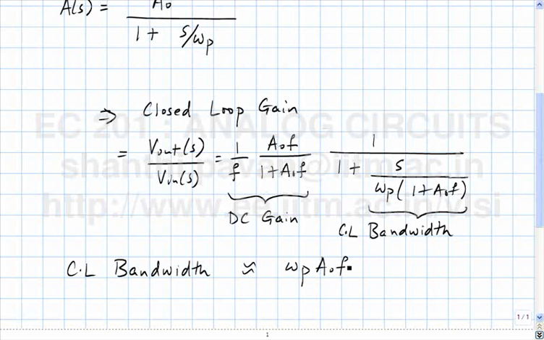In the beginning it might be a little puzzling because the open loop bandwidth is only omega P. So beyond omega P the gain is falling off. However, the closed loop bandwidth is omega P times A naught F, and that makes sense because the closed loop gain is of the form 1 over F times AF by 1 plus AF. The closed loop gain will not deviate from its DC value until this number AF becomes so low that AF by 1 plus AF deviates significantly from unity.